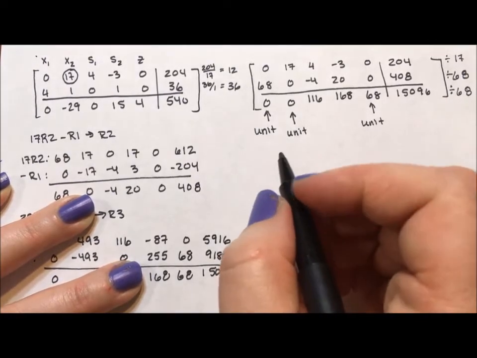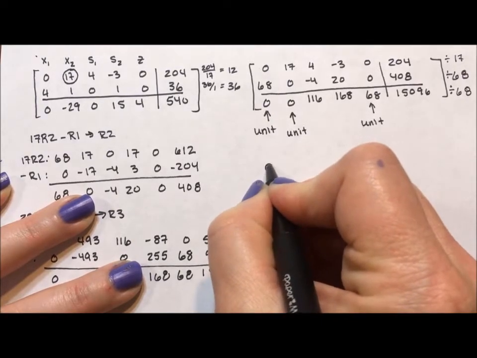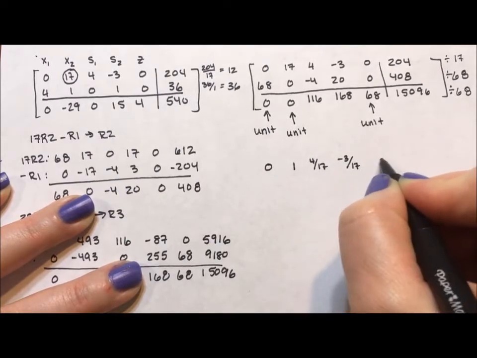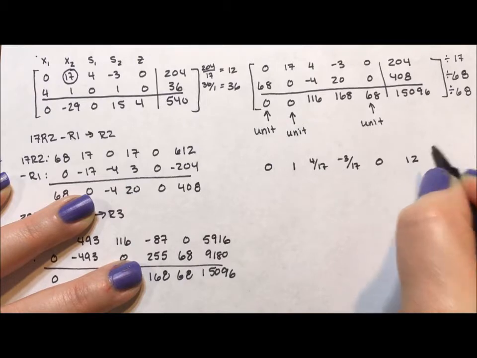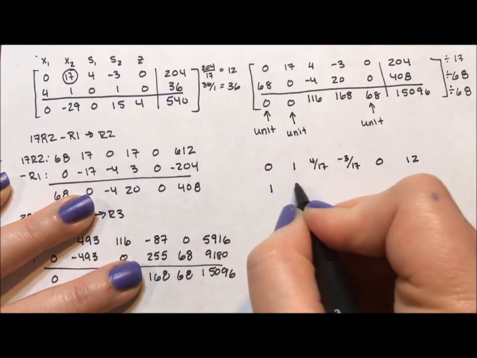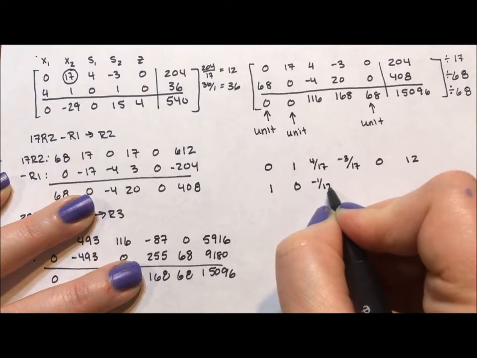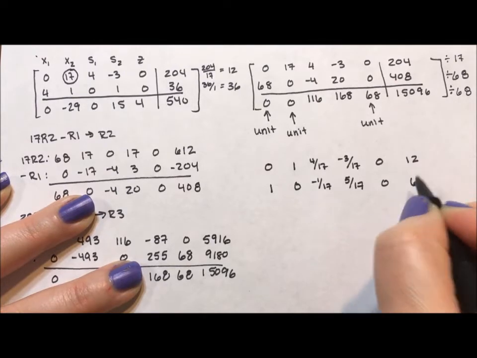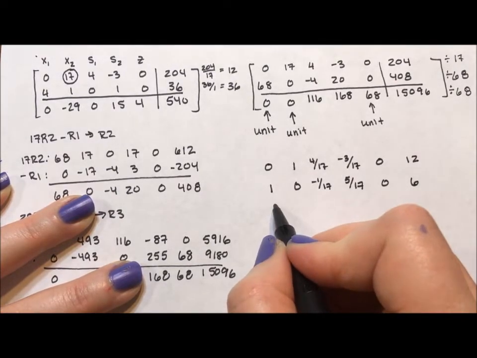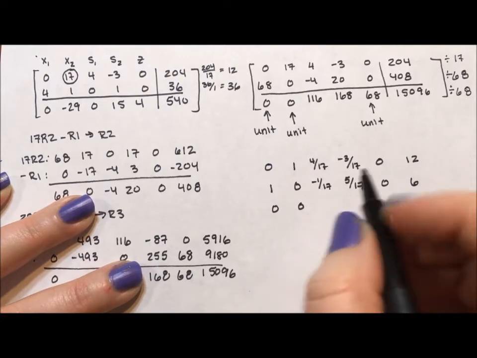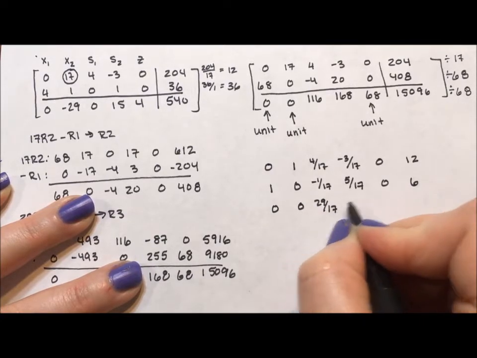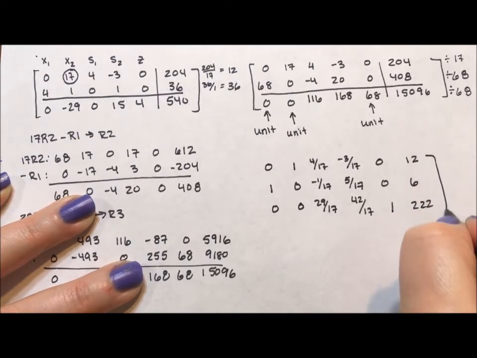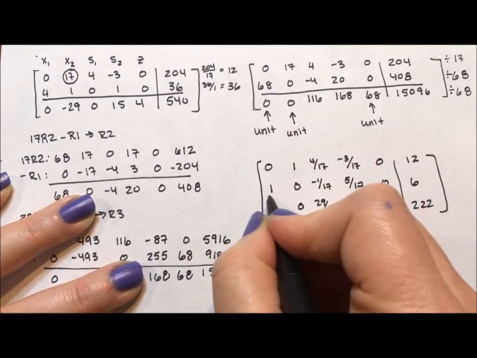If I divide the first row by 17, I get 0, 1, 4 seventeenths, negative 3 seventeenths, 0, and 12. If I divide the second row by 68, I get 1, 0, negative 1 17th, 5 seventeenths, 0, and 6. And if I divide the bottom row by 68, I get 0, 0, 29 seventeenths, 42 seventeenths, 1 and 222. Okay, so now this is our final tableau.